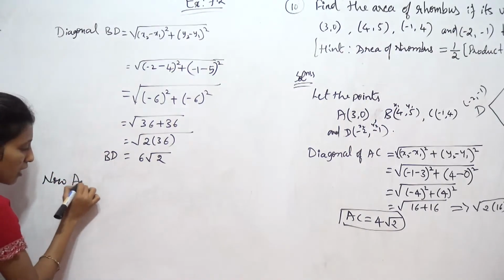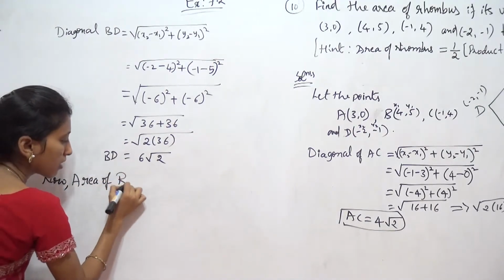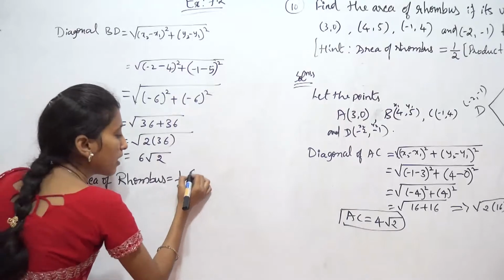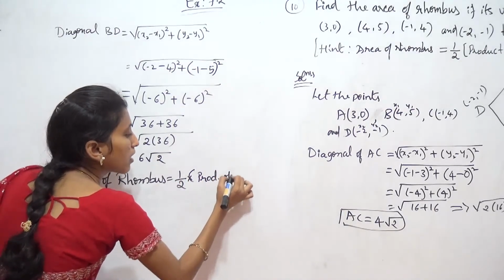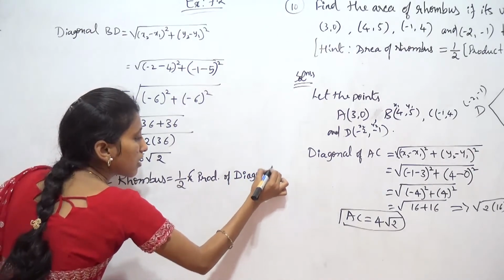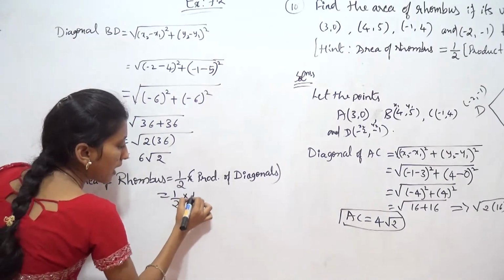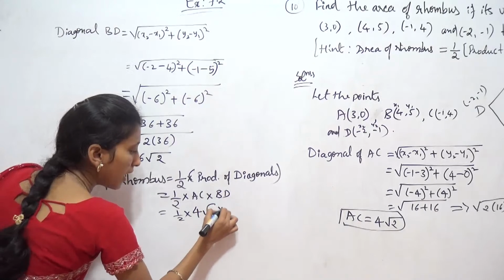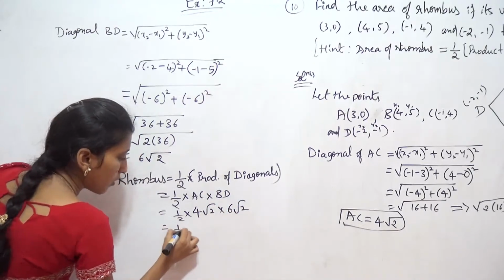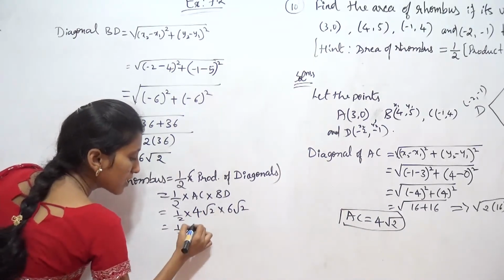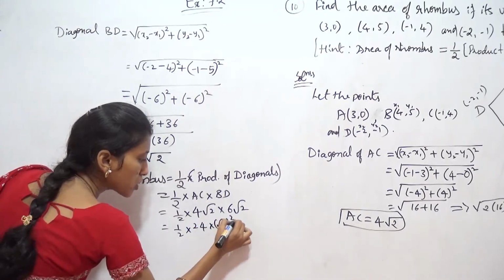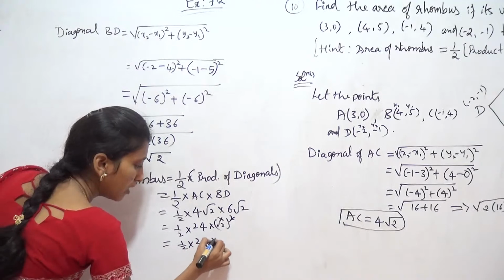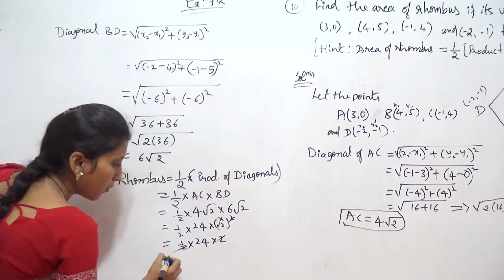Now, area of rhombus is equal to 1 by 2 into product of its diagonals. So 1 by 2 into AC and BD are the products. Next, 1 by 2 into AC, we got 4 root 2 and BD we got 6 root 2. So 1 by 2 into, 4 into 6 will be 24, and root 2 into root 2 will be root 2 square. Square and root will get cancelled. So 1 by 2 into 24 into 2 we will get. And 2 and 2 will get cancelled. What will be the final answer?